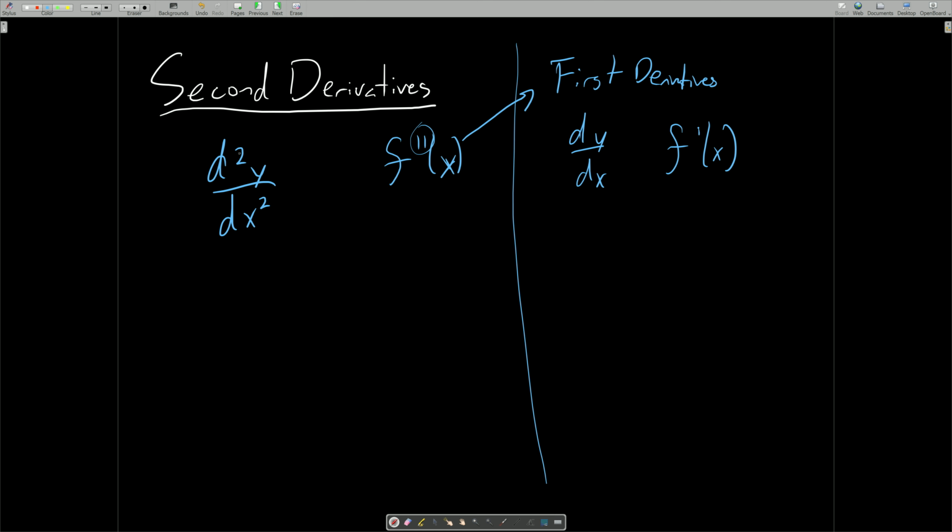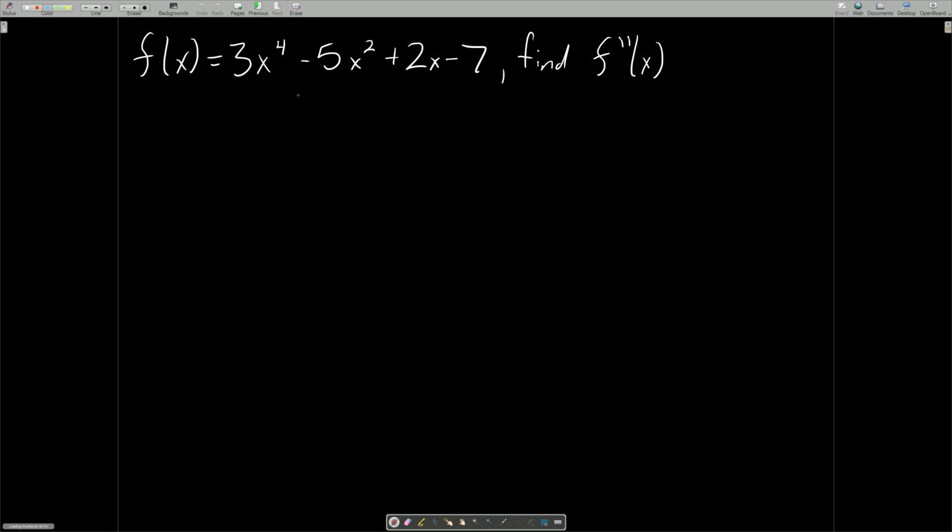The exponents for the derivatives will go after the d on the top and after the x on the bottom, or whatever independent variable we have. You also find it written like this. We have the second derivative of a function. You may also find it as y double prime. And here it's asking us to find the second derivative of 3x to the 4 minus 5x squared plus 2x minus 7.